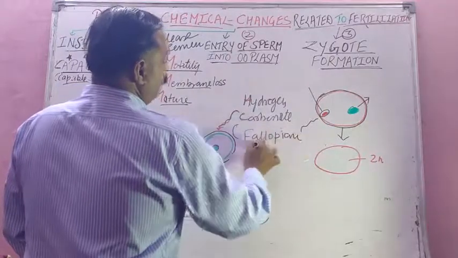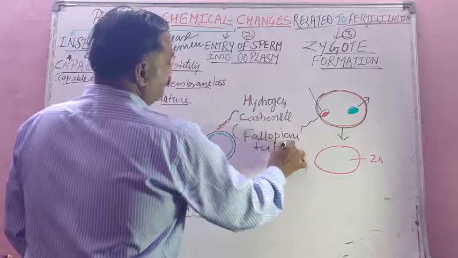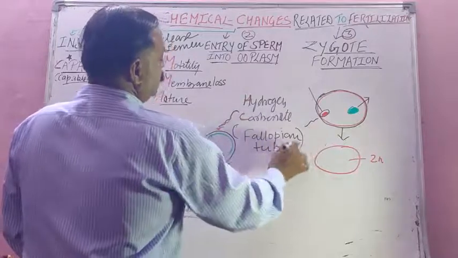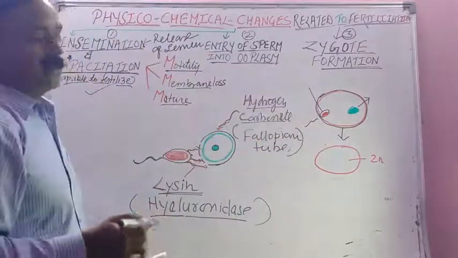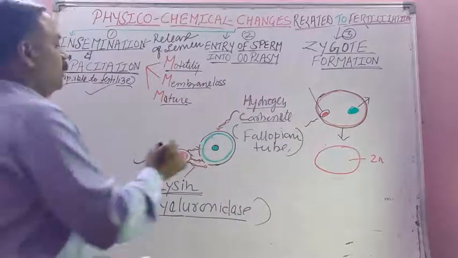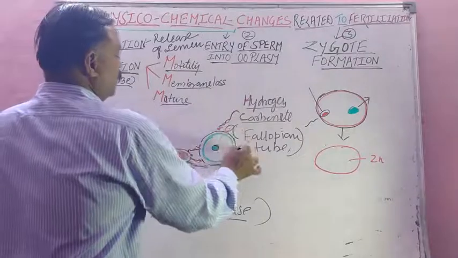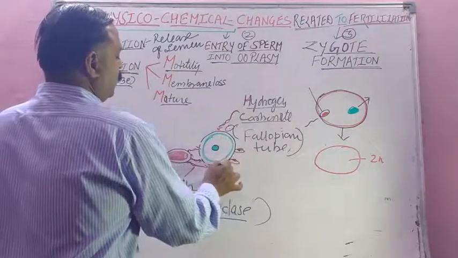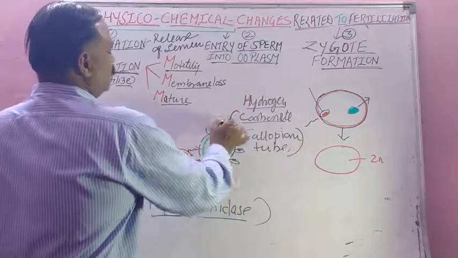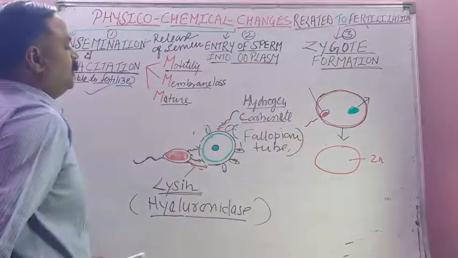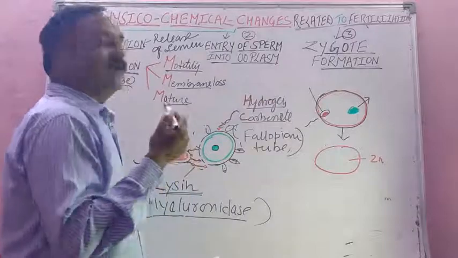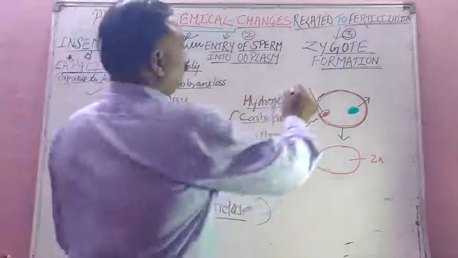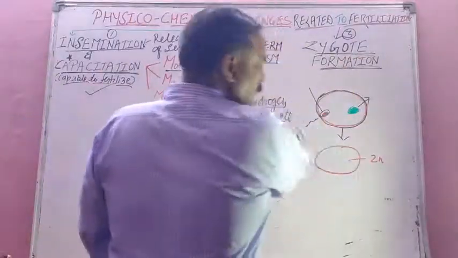Student, this chemical, not hormone, this chemical, hydrogen carbonate, secreted by the fallopian tube, it dissolves the surrounding cells, say the cells of the corona radiata, isn't it? And in this way, it facilitates the fertilization. And the last one, you know very well, zygote formation.